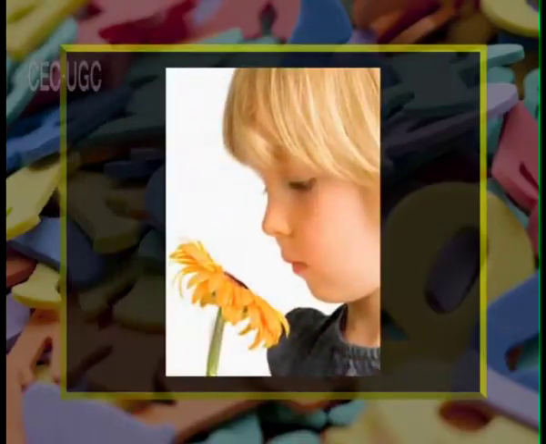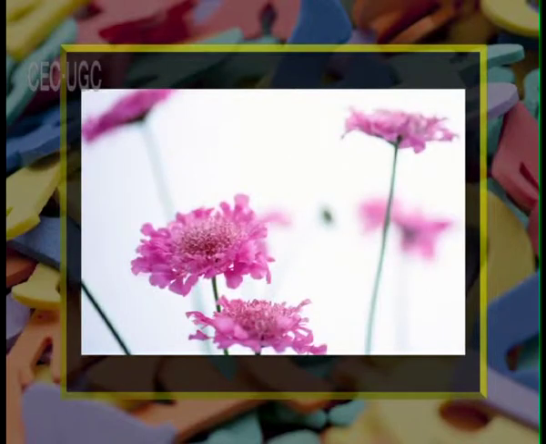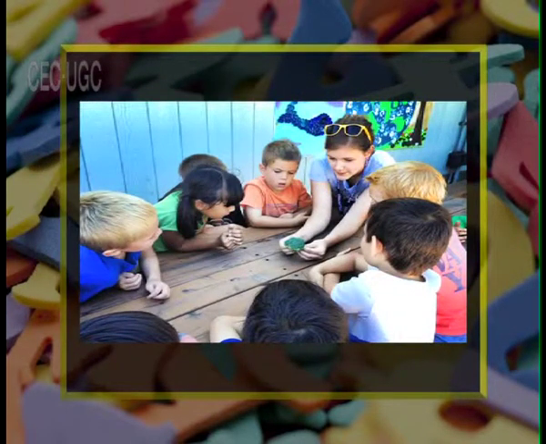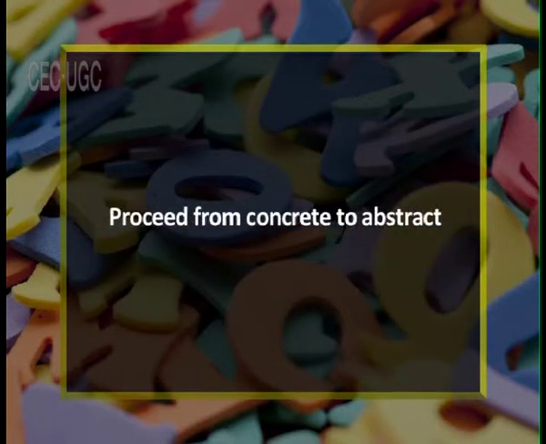Just for example, in order to teach different parts of flowers to the children, they should be asked to know their color and fragrance. After these, different parts of the flower can be explained to children. Proceed from concrete to abstract. Abstract is confusing, difficult to understand and subjective.